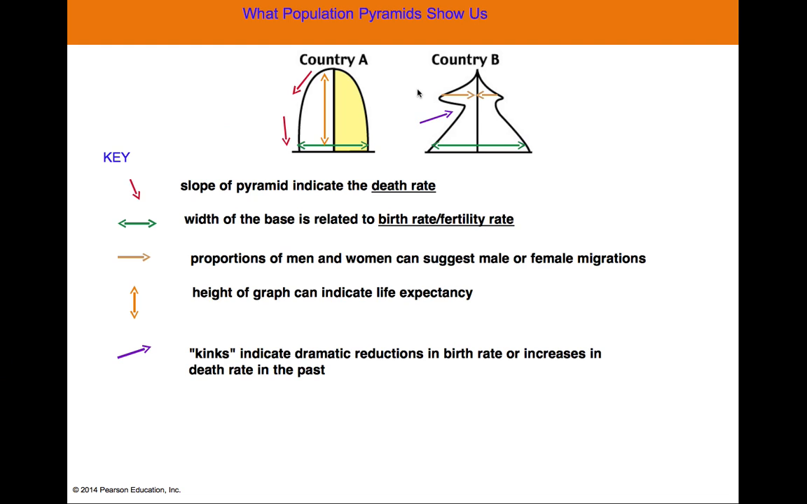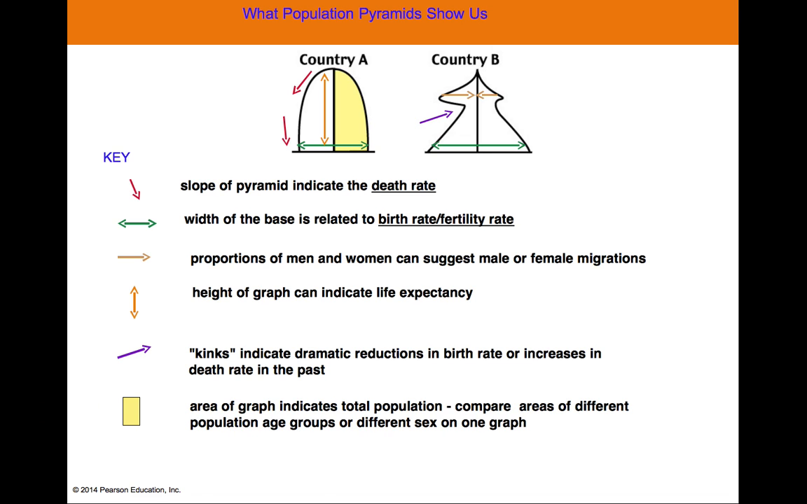And any kinks or dents within the pyramid also indicate dramatic reductions in birth rate or increases in the death rate in the past, and those can happen for various reasons. And then we have the area of the graph, which indicates the total population. And you can compare areas of different population groups or different sexes on one graph.